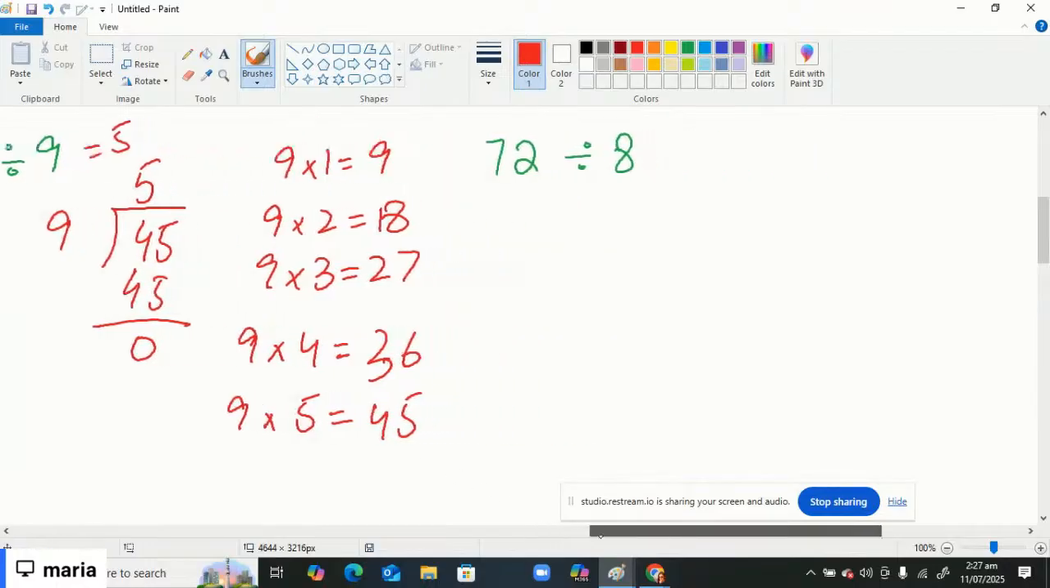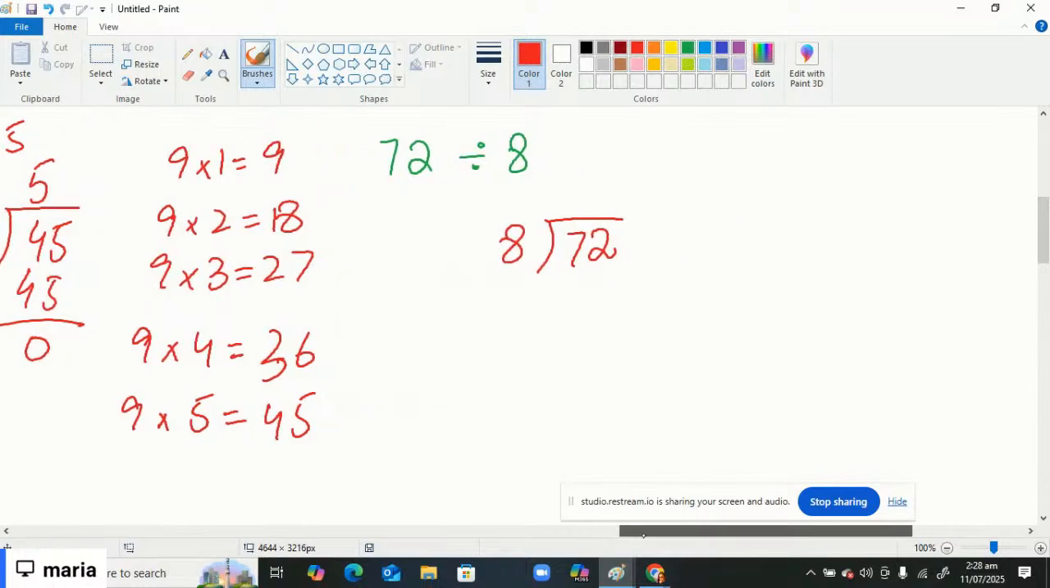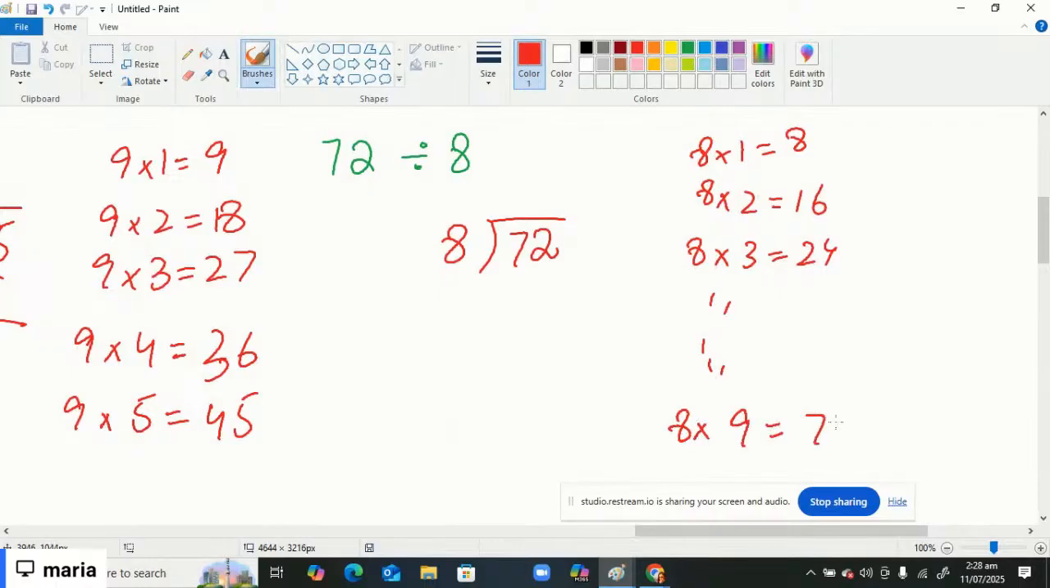Now when we solve the other, that is 72, and you are going to divide it over the 8. Let's write down the table of 8 firstly. And in this way you are going to write it down. Let me just do it here. 8 times 9 is 72. And when you subtract, then you get the answer 0. So here the answer is 9.